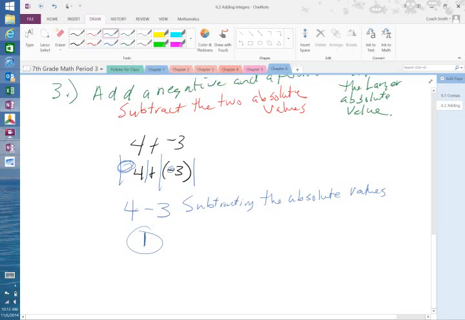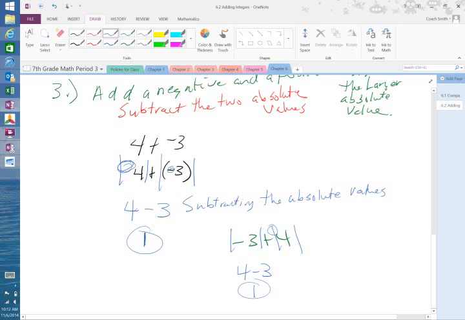Now, it does not matter if that problem is listed like that or like that. It's still the same thing. Negative 3, take the absolute value. 4, take the absolute value and subtract them. What is 4 minus 3? 1. The larger absolute value is still 4.